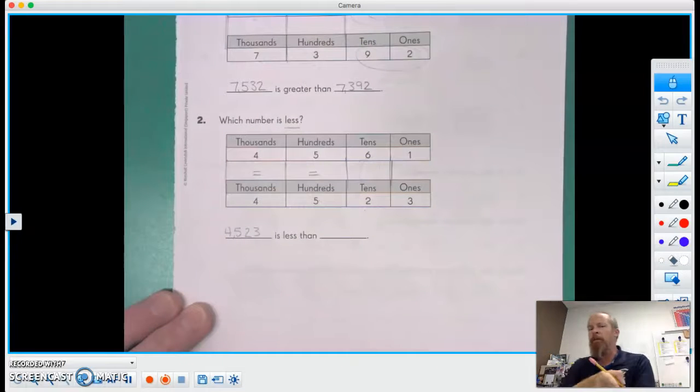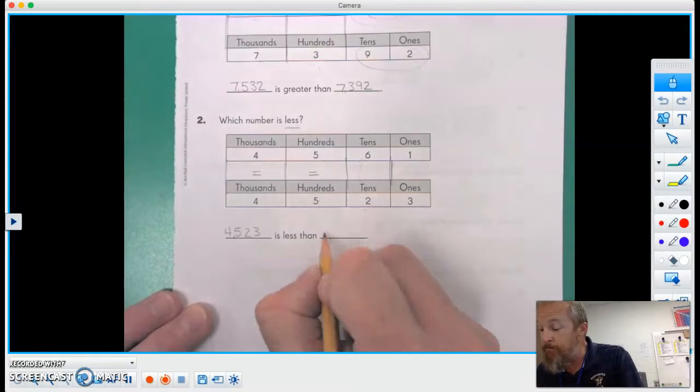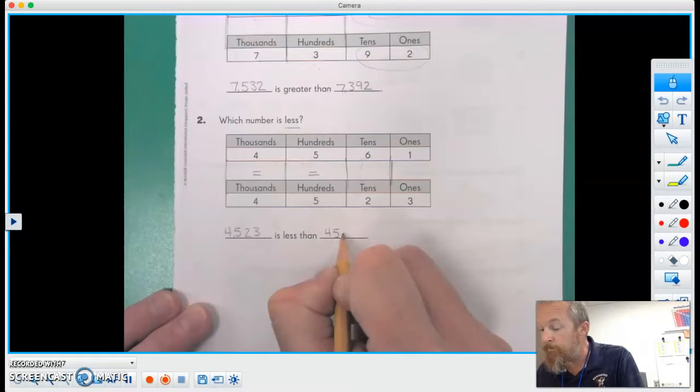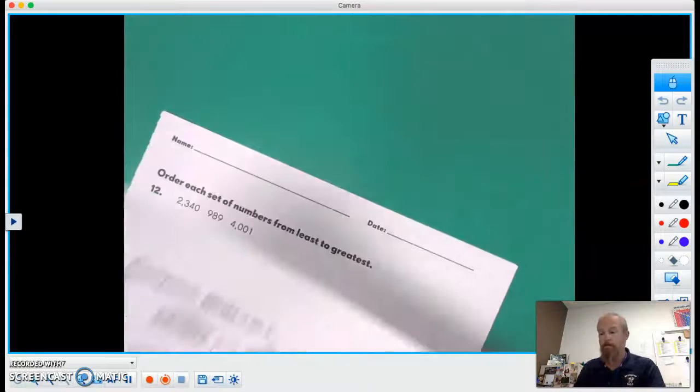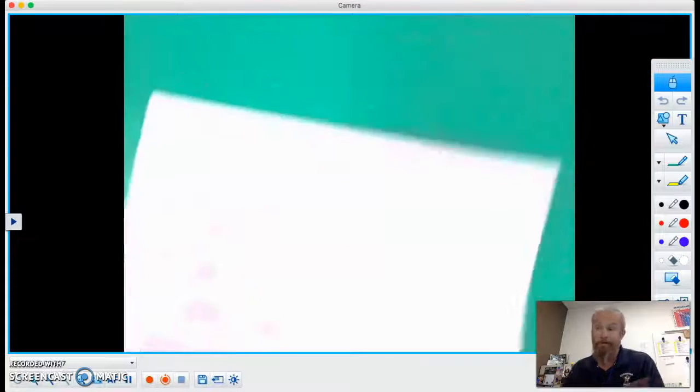I think we had greater and less than were some of our vocabulary words. If you look back on the slides, I think you'll see that. All right, nice work. Let's go to page number 2, or 12.